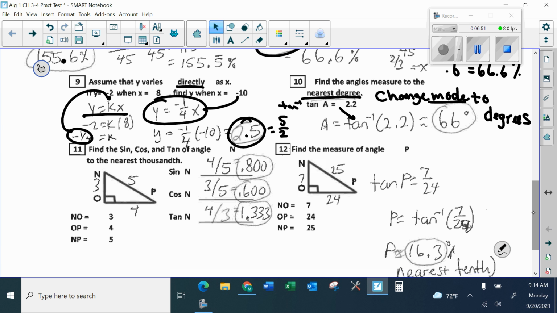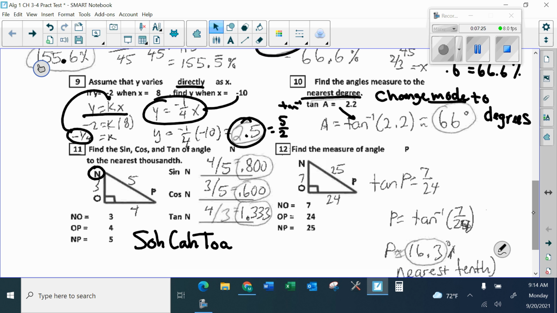Number 11, sine, cosine, and tangent of angle N, and they tell you what to fill in, the numbers 3, 4, and 5 right here. That's a 3, 4, 5 Pythagorean triple. You should know that already. Okay, so we want the sine, cosine, and tangent of N. So here's angle N. Sine is opposite over hypotenuse. Remember SOHCAHTOA? Okay, so sine's opposite over hypotenuse, 4/5. Cosine adjacent over hypotenuse, 3/5, and tangent opposite over adjacent, 4/3.